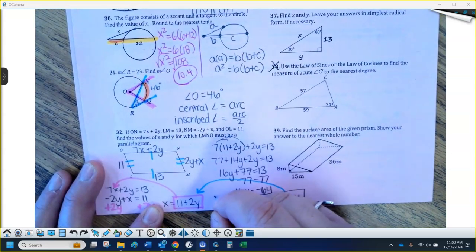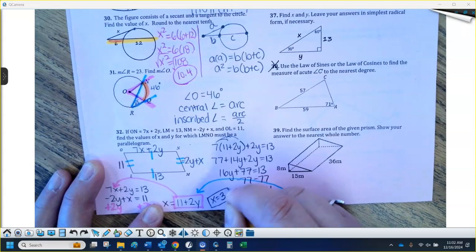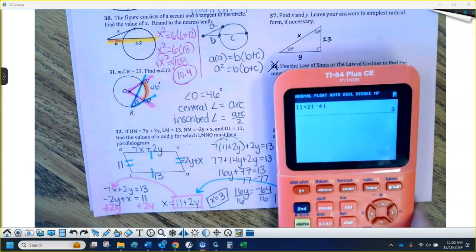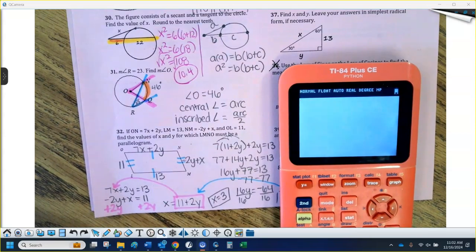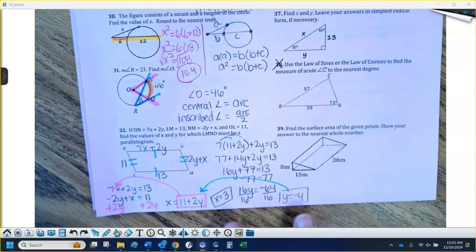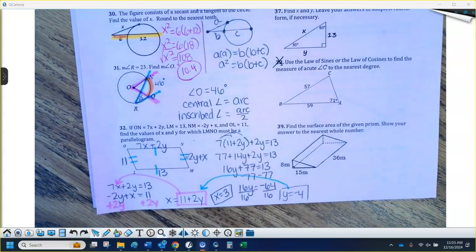Sorry, we don't have a lot of space. X is 3. And it would be very easy to check that. So the top right, we have 7x, so 7 times 3 plus 2 times y, which is negative 4. And I know that's supposed to be 13, which it is if you check that. The other side is negative 2 times y, so negative 2 times negative 4 plus x, which is 3, and that's supposed to be equal to 11, which it is. So that y being negative doesn't make a problem for that question. So those would be your two answers. X would be 3, and y would be negative 4.